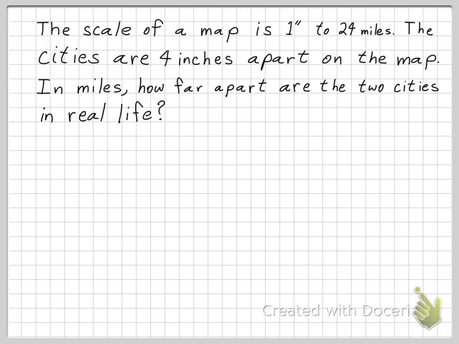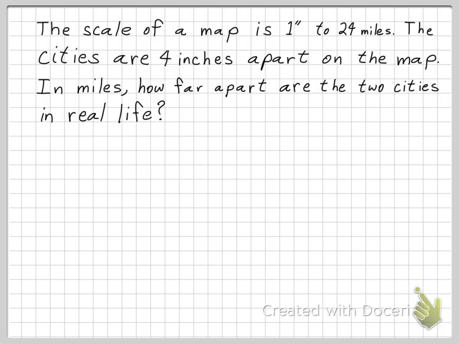Okay? And the last problem we have for today is the scale of a map is 1 inch to 24 miles. So that means that 1 inch on a map equals 24 miles in actual distance, like on the real Earth, on the real planet. It's 24 miles. So the cities are 4 inches apart on the map. In miles, how far apart are the two cities in real life?